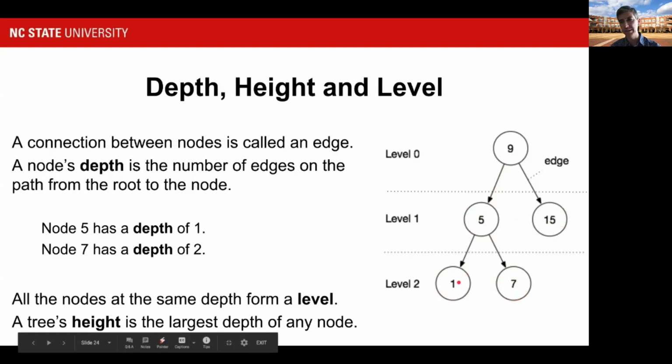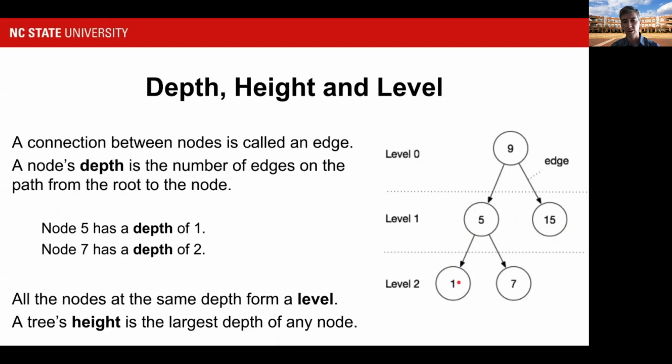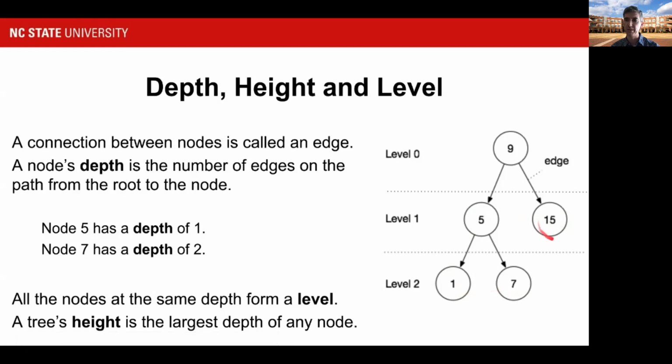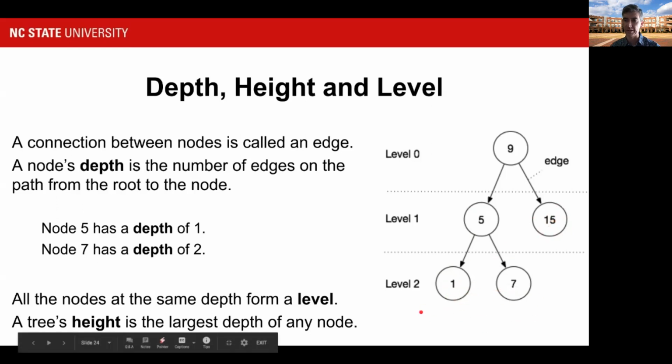And then a tree's height is the largest depth of any node. Since the largest depths here are the depths of 1 and 7 at 2, we would say that the height of this tree is 2. It doesn't matter that there's a node over here, 15, that only has a depth of 1, since there are nodes at a bigger depth. They define the height of the tree.